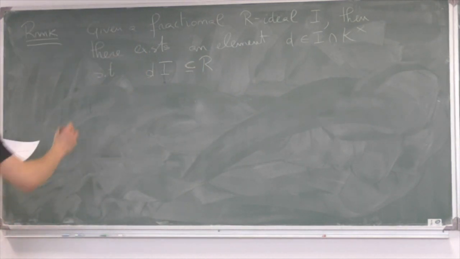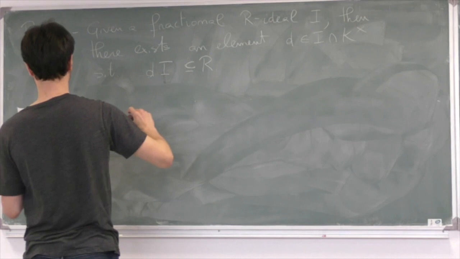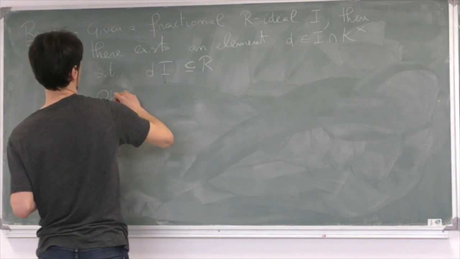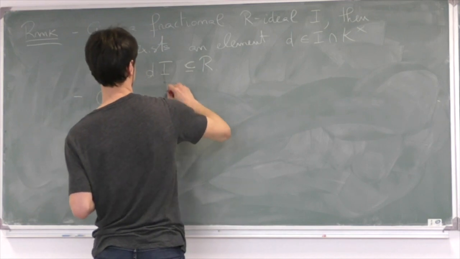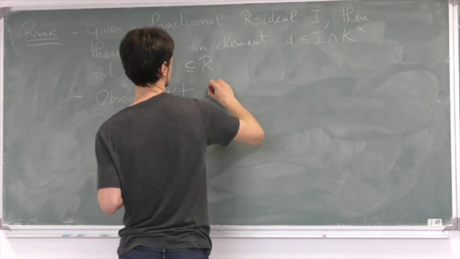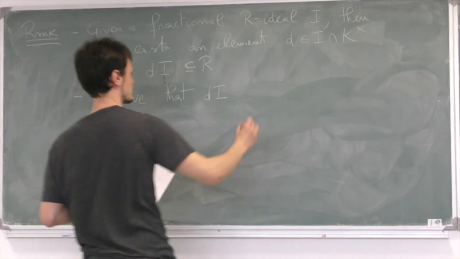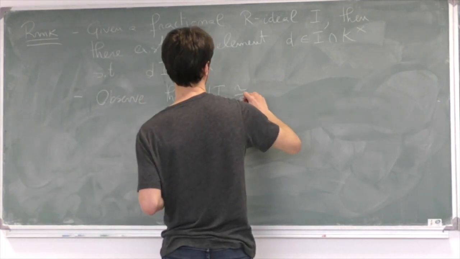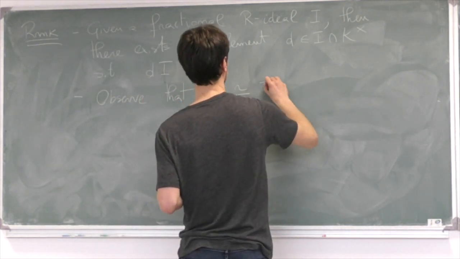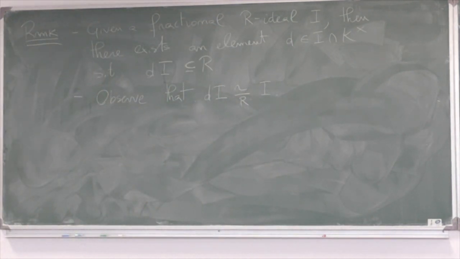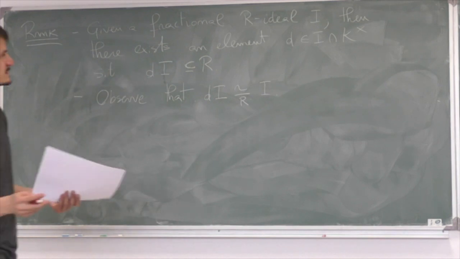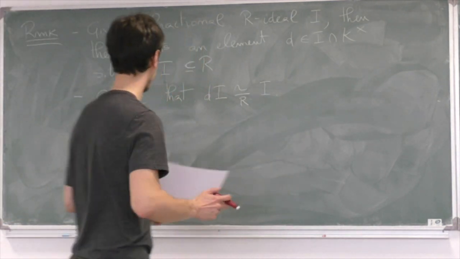And also observe that this D times I is isomorphic as an R module to the original fractional ideal I. All right. So I think it's a good moment to give an example of fractional ideals.